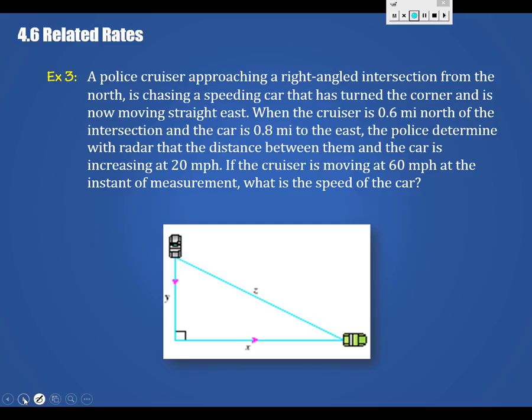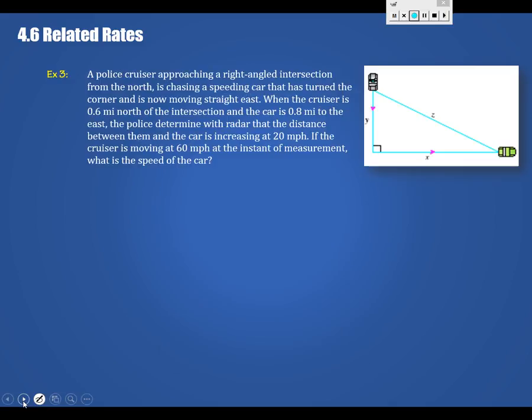Okay. So we should write these down. I'll write them down too. But let's write some of these things. The thing we seek is, what's the speed of the car? What is that called? dx dt. In the picture, we want to know how fast that side length is changing. By the way, we expect some positive quantity, don't we? Maybe measured in miles per hour.